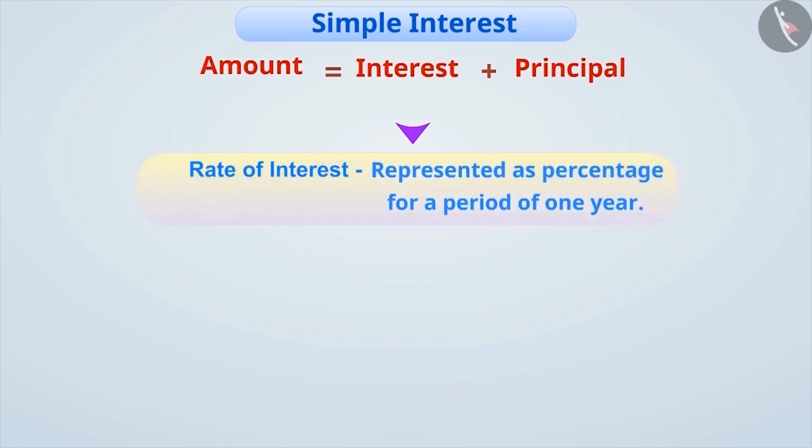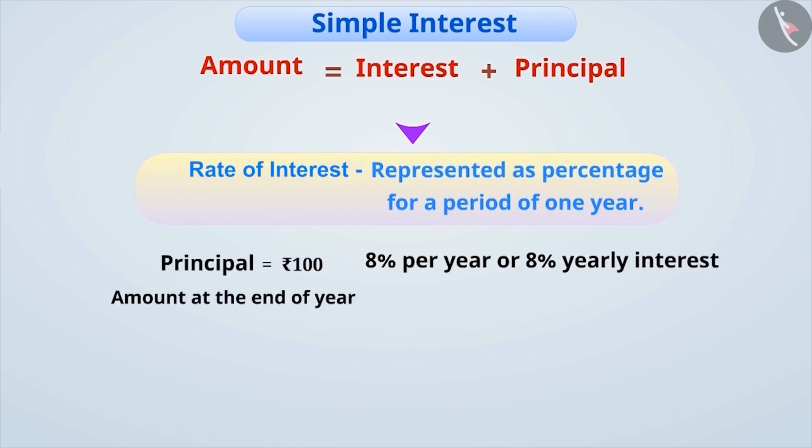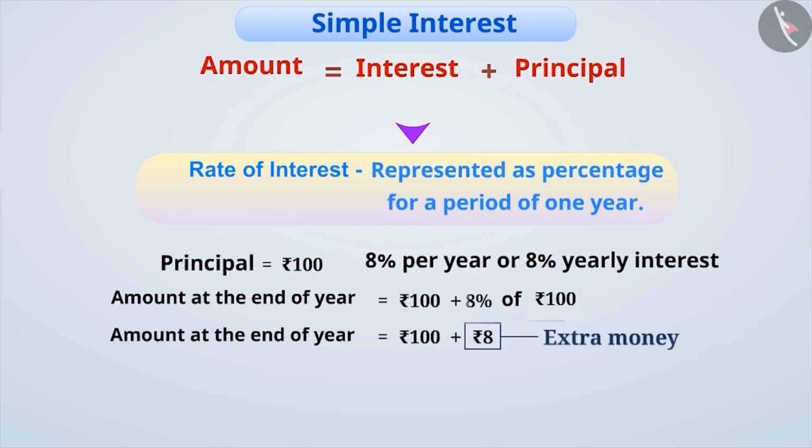If it is given that the rate of interest is 8% per year or 8% yearly and the principal is rupees 100, then at the end of the year, along with rupees 100, one needs to give 8% of rupees 100, which is equal to rupees 8 extra. Here, the amount is equal to 100 plus 8, which is 108 to be given. Now let's understand it in a better way with an example.